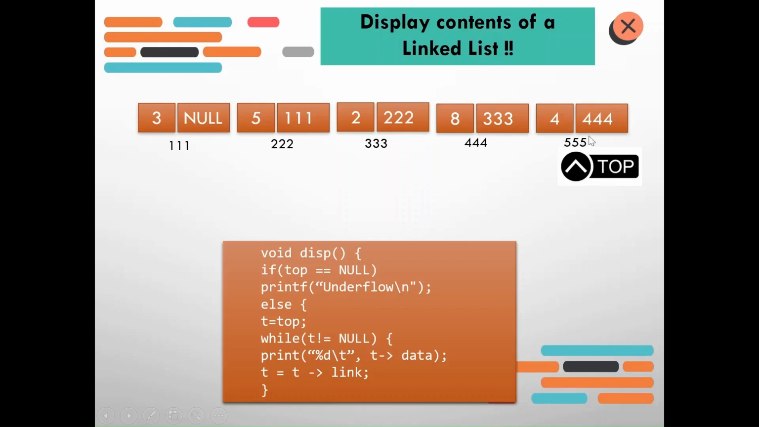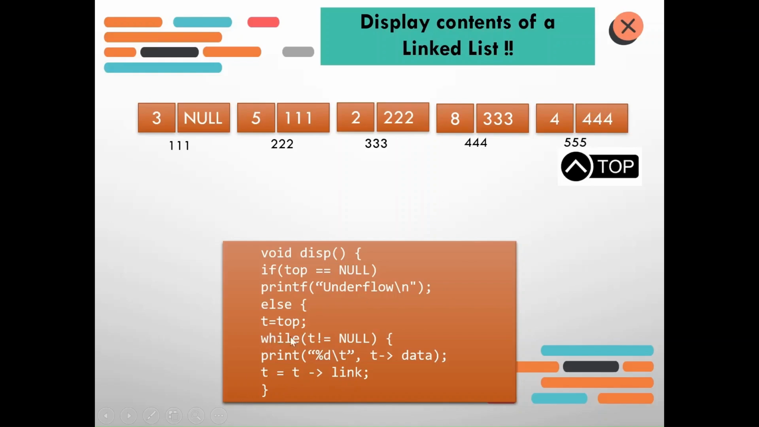Next, we need to update the t pointer to the next node. How can we do that? We will say t is equal to t arrow link. That means t would be equal to, what is t? t is 555. What is the link part? At that 555, the link part is 444. So that would be assigned to t. So t now would point to 444.